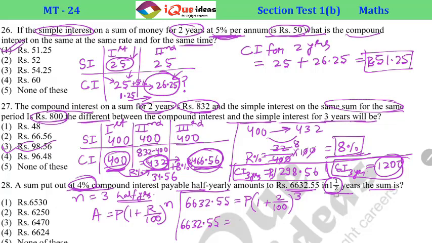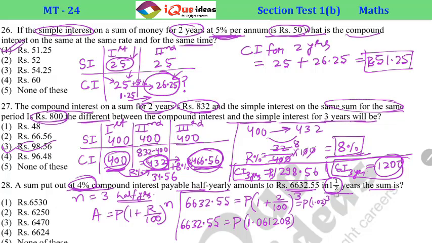So 6632.55 is equal to principal amount into 1.02 whole cube. This is P into 1.02 whole cube. We have done the cube formula in our calculation lectures. I'll directly write the value here. It is 1.06, then 3 into 4 square, that is 1208, right? So 1.02 cube is 1.061208.